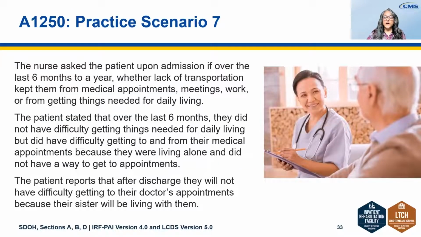So let's look at this first practice scenario for A1250. The nurse asked the patient upon admission if over the 6 months to a year, whether lack of transportation kept them from medical appointments, meetings, work, or from getting things needed for daily living. The patient stated that over the last 6 months, they did not have difficulty getting things needed for daily living, but did have difficulty getting to and from their medical appointments because they were living alone and did not have a way to get to appointments. The patient reports that after discharge, they will not have difficulty getting to their doctor's appointments because their sister will be living with them.